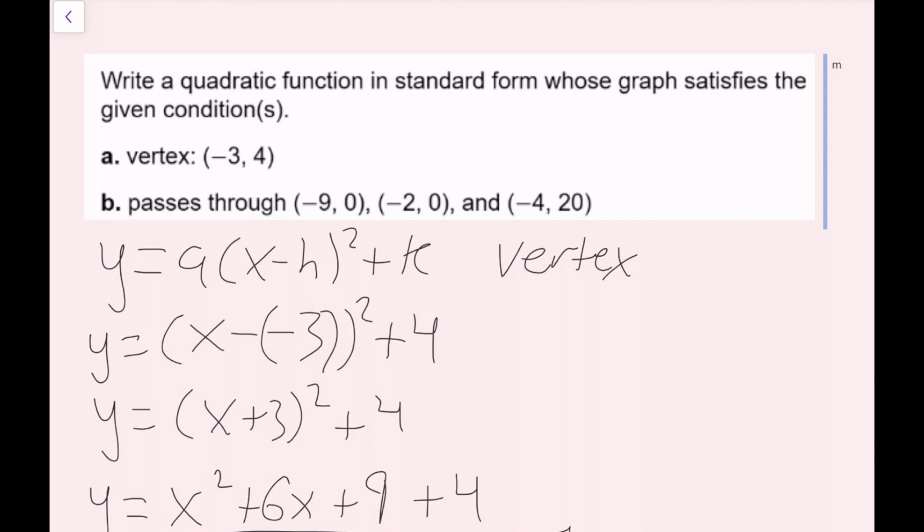For part B, we need to write a quadratic function in standard form whose graph satisfies the conditions that it passes through -9, 0, and it passes through -2, 0. All right, so this is actually super helpful because these are two of the x-intercepts. Remember, the x-intercept is the value of x when y equals 0. y equals 0 here, y equals 0 here. And because I have -9 here and -2, I can just make it x plus the opposite of that equals 0, and x plus the opposite of this equals 0 as two of my factors. And then this point will help me find my vertex.